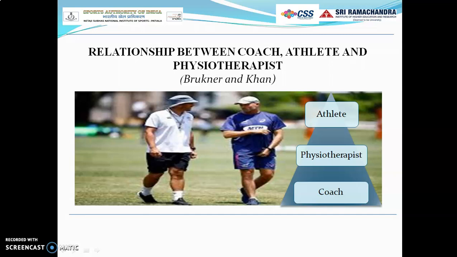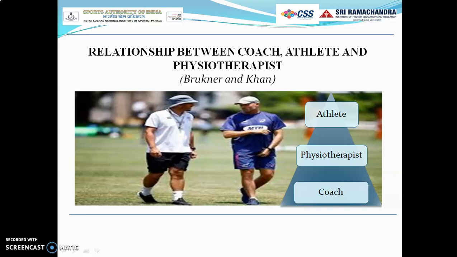Now, what is the role of a coach here? The coach is responsible for athletes' training and performance, and it is vital to involve the coach in the medical decision-making process, because the coach is the one who is going to head the game. He is going to design the protocol, the role of each and every player. So it is always good to have a coach in the decision-making process.